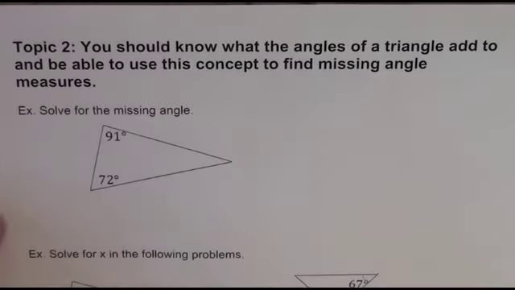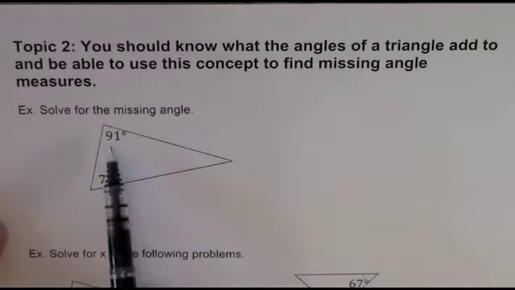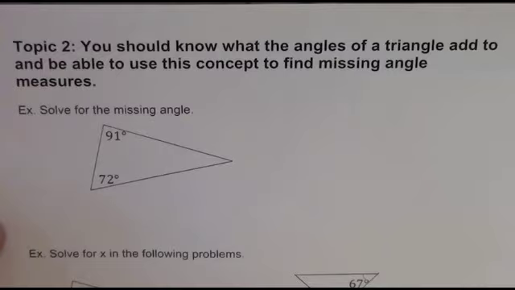So, example 1, solve for the missing angle. This should be a fairly straightforward problem by the time you're done with Chapter 5 in geometry. We have three angles here. We know this one's 91. We know this one's 72. So you have a couple of options here.